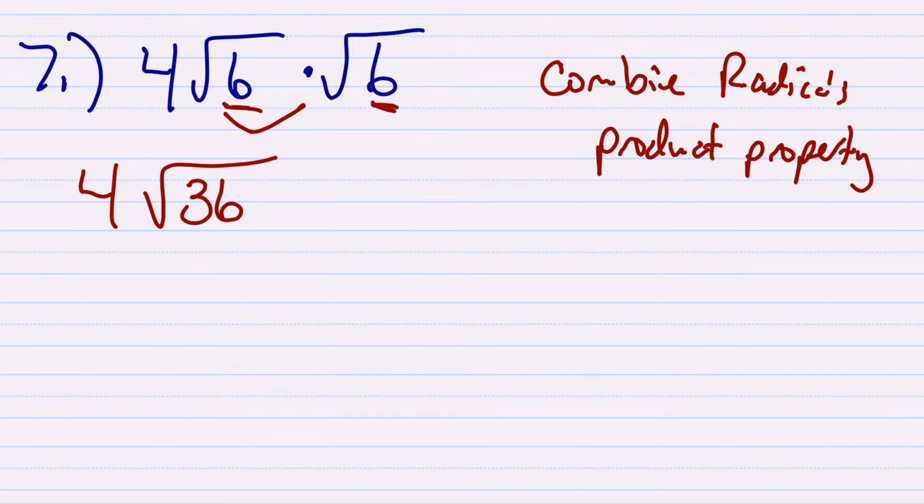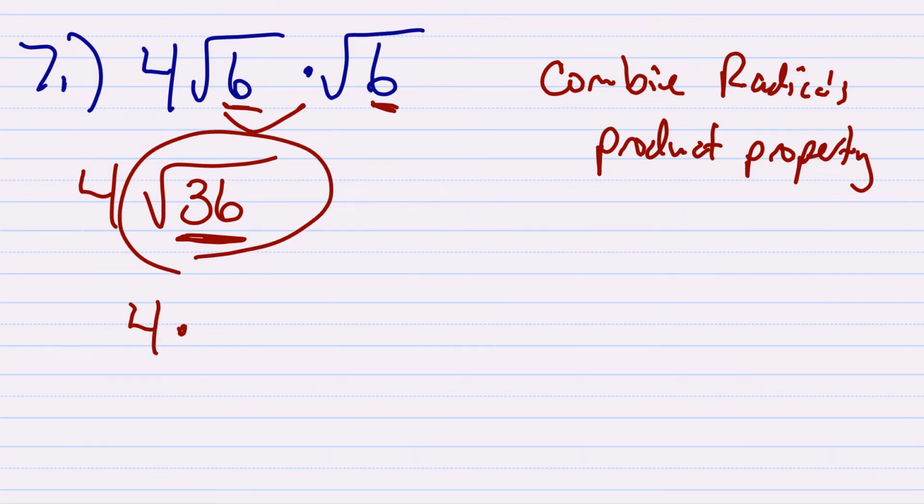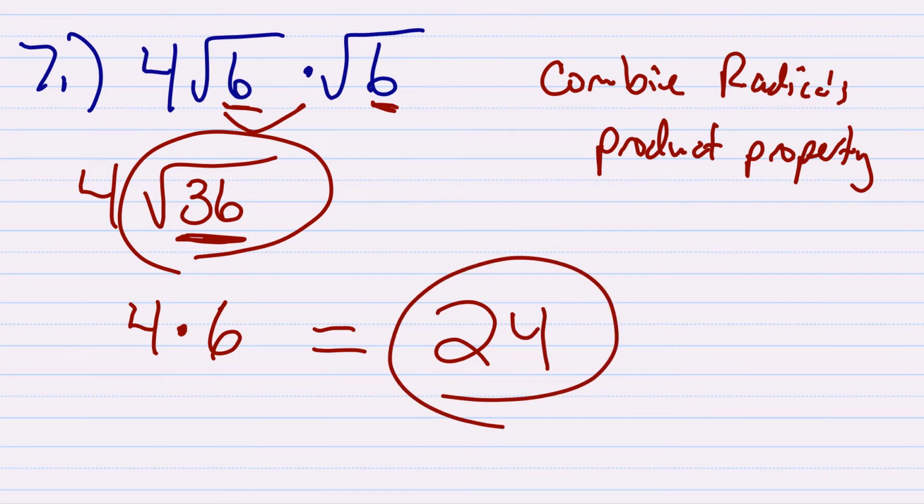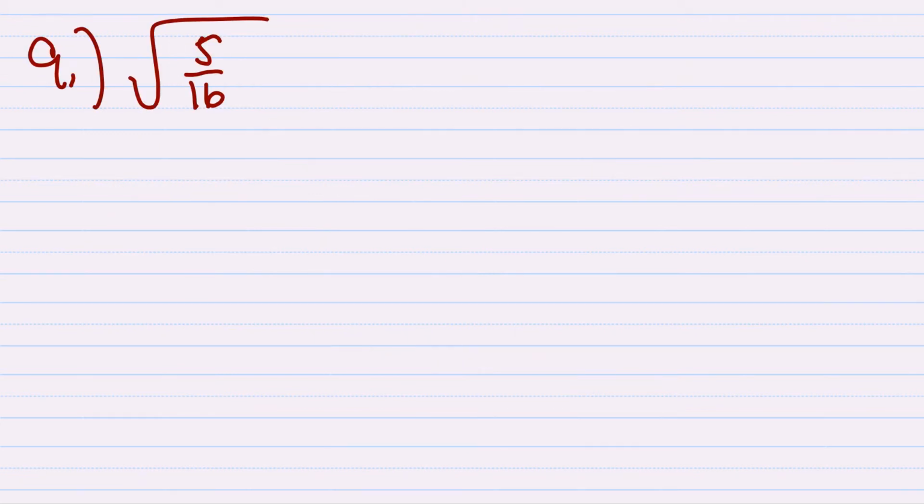Right? The only time you're allowed to leave jail is if you're perfect. Well, 36 is perfect. So this whole thing, the square root of 36, turns into 6. So 4 times 6. If everything's perfect, the radical just disappears. So your final answer for this one is just 24, because the radical disappeared because 36 was perfect. That's it for 7. Alright, number 9 is the square root of 5 over 16.